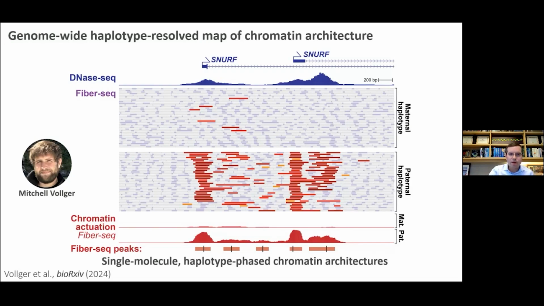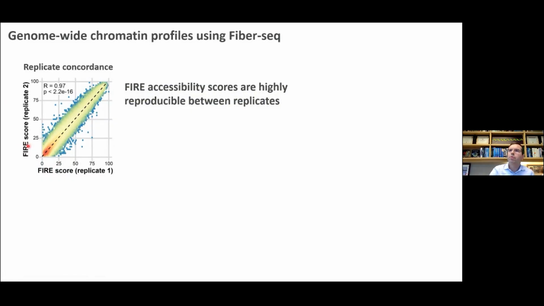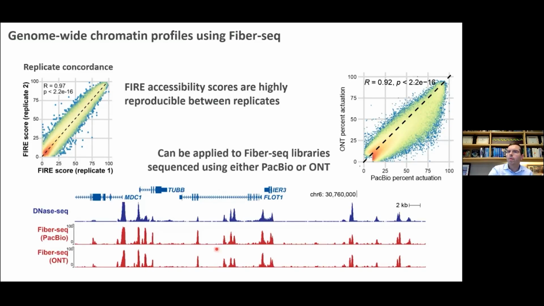So we've now done this on hundreds if not thousands of samples, and what we can find is that this approach is highly reproducible. This is showing reproducibility in our FIRE scores across two replicates that actually diverged around 30% in their overall m6A stenciling rate, but the approach is nonetheless able to correct for that. Furthermore, we've developed this toolkit for both Fiber-seq libraries sequenced using PacBio as well as ONT sequencing. This is showing the same cell line sequenced with both of those.